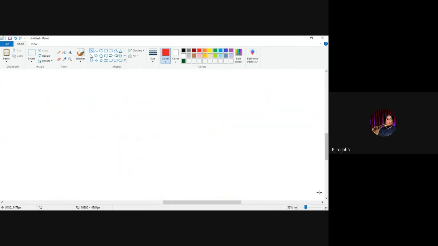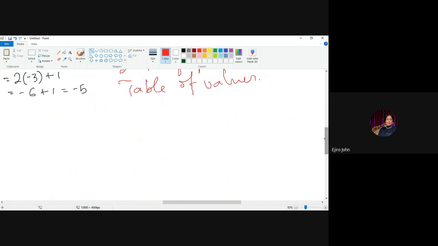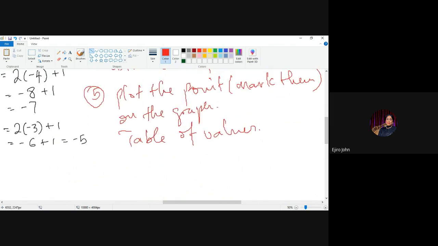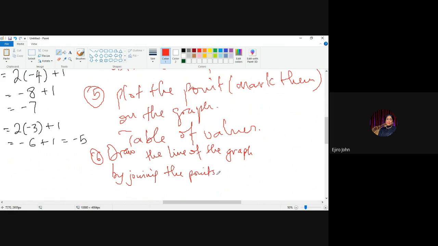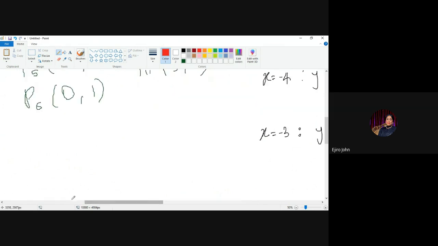Step 6. Draw the line of the graph by joining the points. Okay, so we're going to join the line.